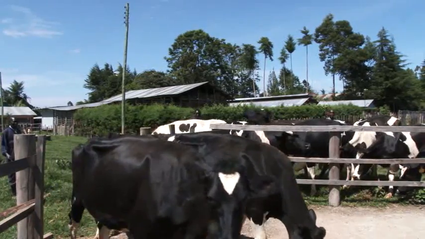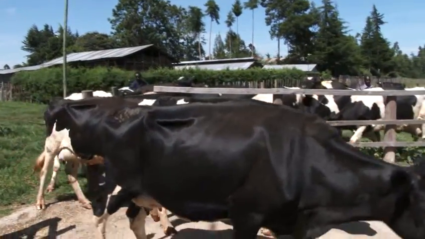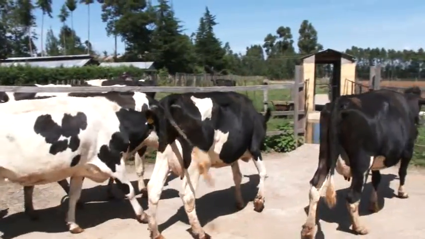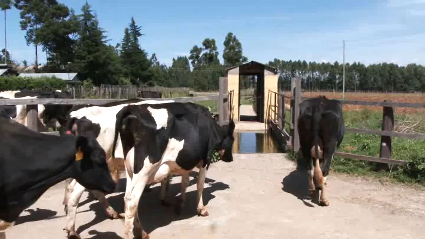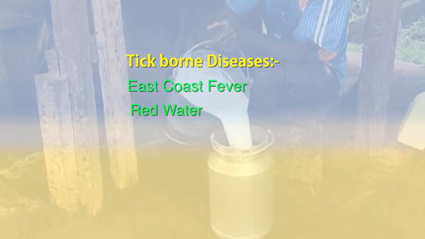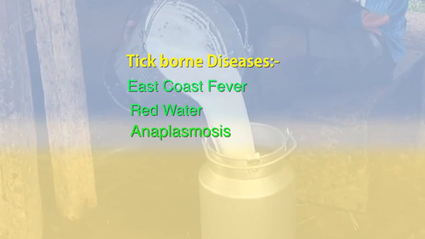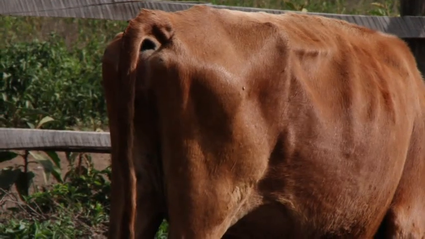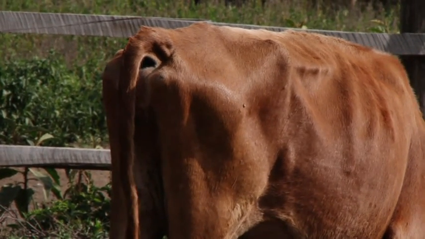Of all the external parasites, ticks cause the greatest economic losses in livestock production in Kenya today. Thousands of cattle are lost through tick-borne diseases such as East Coast fever, red water, anaplasmosis, and heartwater. Cows become weak and production of milk is low.